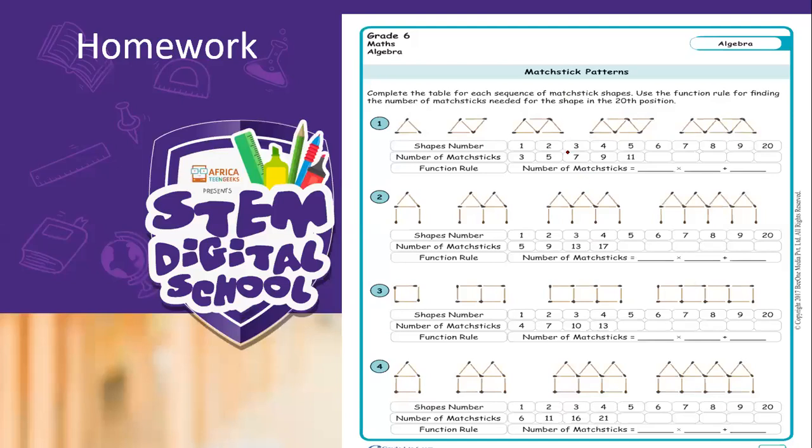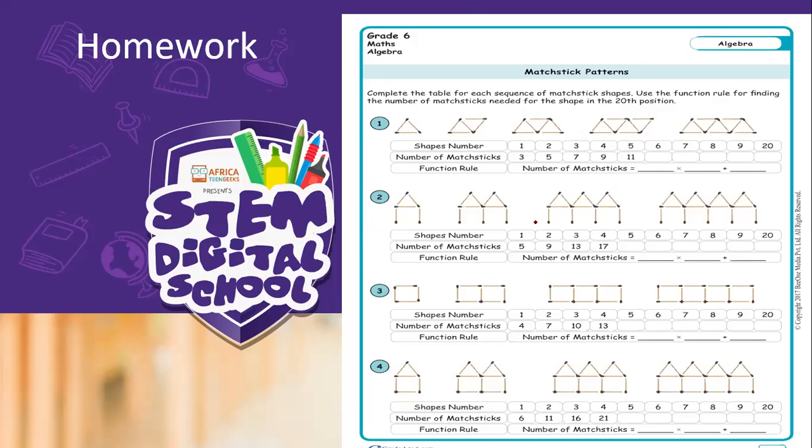Here is your homework. Same thing, guys. You're going to look at pattern 1, shapes number 1. It has 3 sticks, etc. You're going to actually look for rules. Each time you're looking for a rule, how do they get a rule to get the answer of how many match sticks follow, just as what we've been learning. That's all we're doing. Are there any questions?